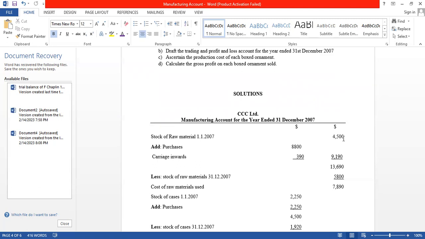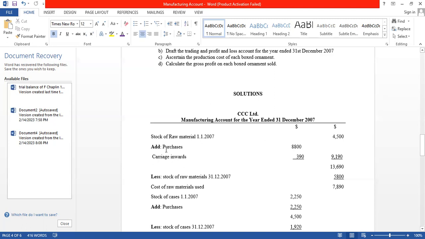So you will just search for the information. It's kind of like a scavenger hunt. So you just search for the information according to the list of items on the format for the manufacturing account. The next thing we have is purchases. What did it say we're to do to purchases? It says we're to add carriage inwards to purchases. Good.